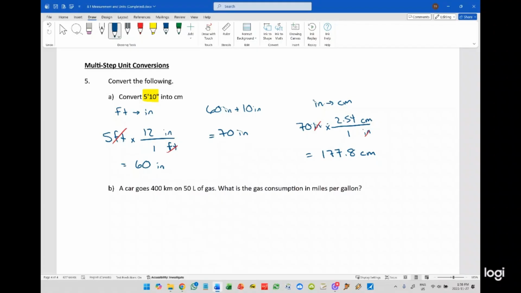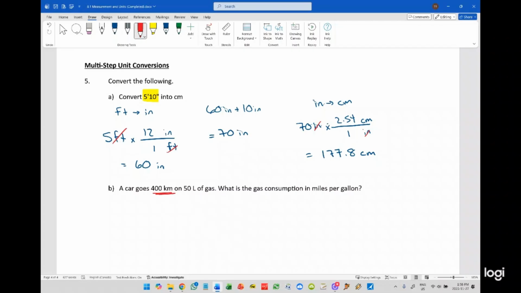Part B, this is a different type of multi-step unit conversion. This is one where we actually have what seems like two separate units because, well, it is two separate units. So a car goes 400 kilometers on 50 liters of gas. What is the gas consumption in miles per gallon?